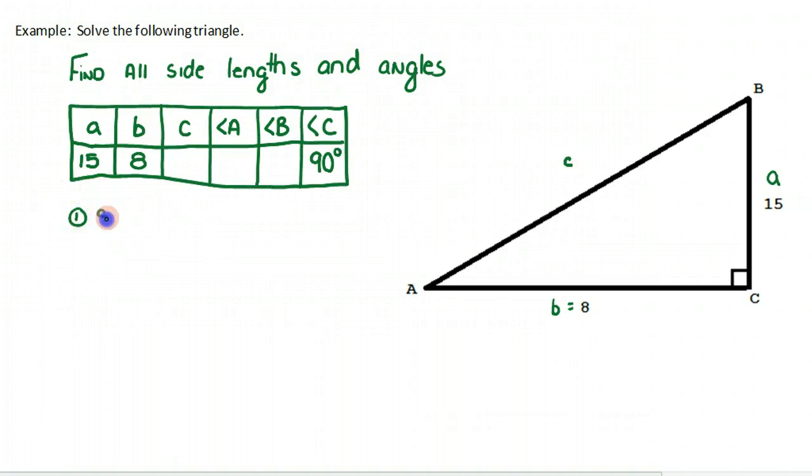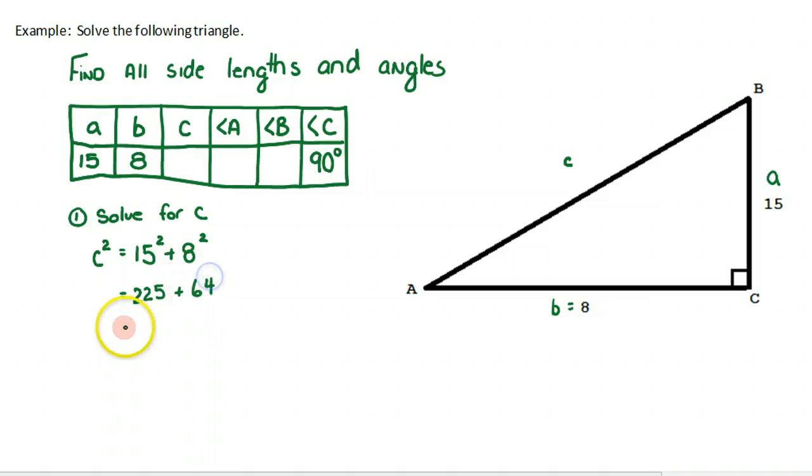Okay, so the first thing I'm going to do is solve for c. In this case, I have two sides of the right angle triangle, so I can use Pythagorean theorem. So c squared is equal to 15 squared plus 8 squared. 15 squared is 225. 8 squared is 64. And that gives me 289. So therefore, c is equal to the square root of 289.